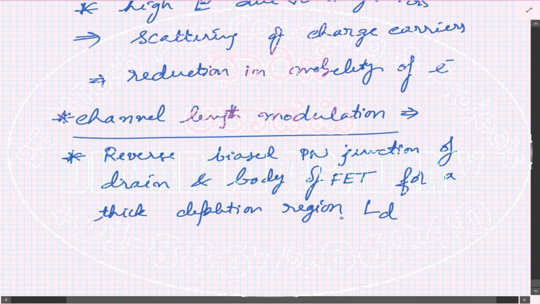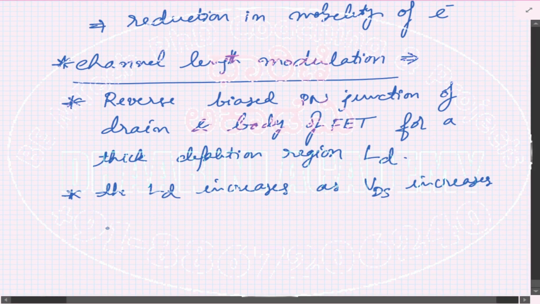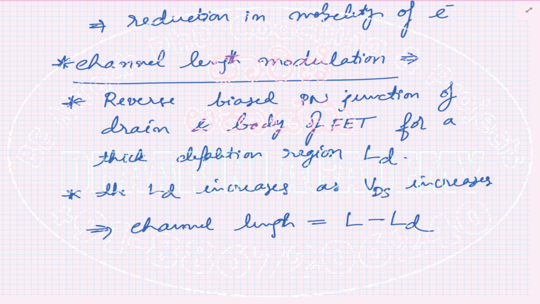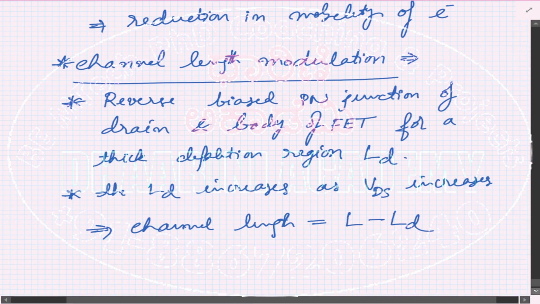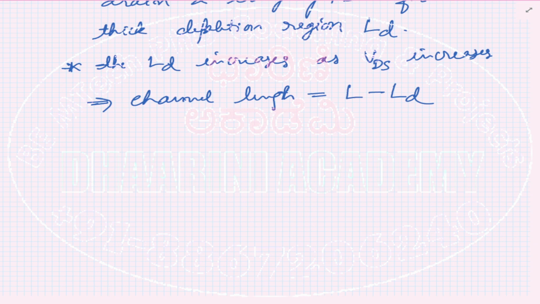As you increase VDS, LD increases. This is because the reverse bias voltage is increasing. So the channel length becomes equal to the original length minus LD. Depending upon the value of VGS and VDS, a channel length modulation factor comes into the picture. This process is called channel length modulation. There is a change in the length of the channel.